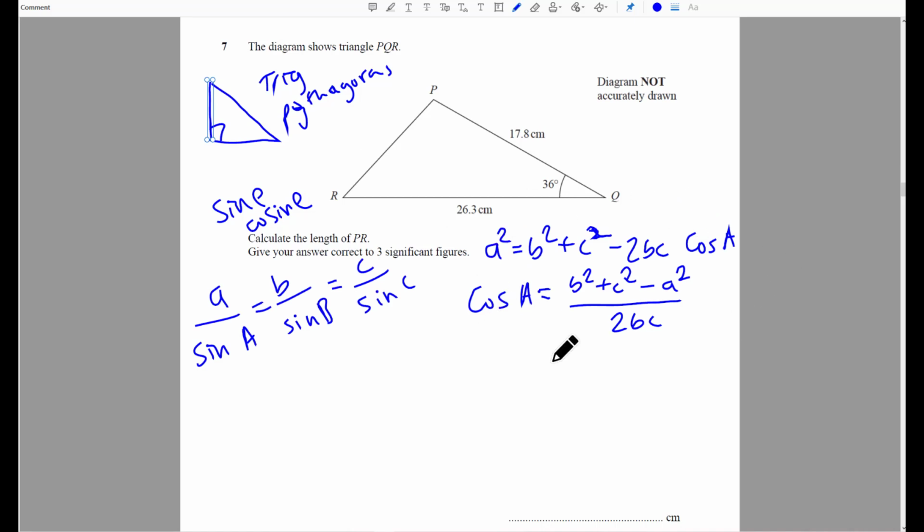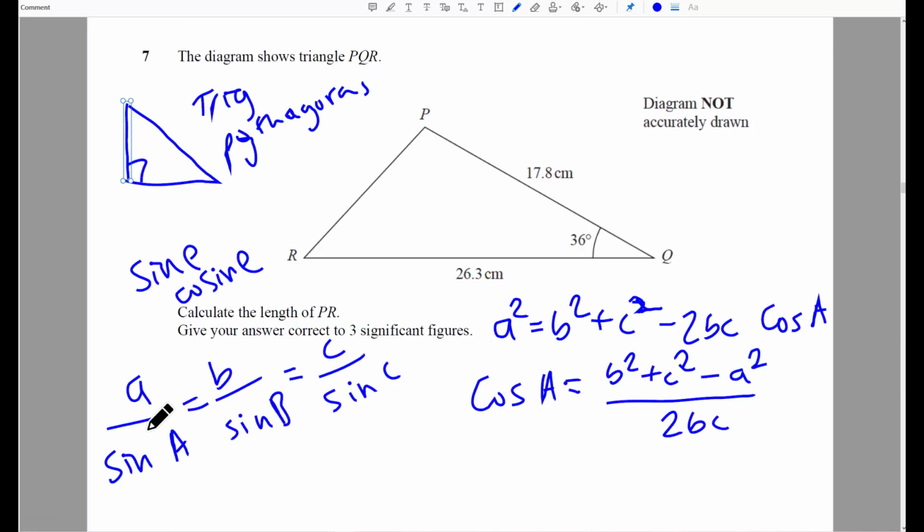So I've written the cosine rule down here. And this is the sine rule. Now the sine rule, if they gave us an extra angle here to match one of these sides, we could find PR using the sine rule. But we do not have an extra angle, so we have to use the cosine rule. We've got 2 sides and a missing angle.